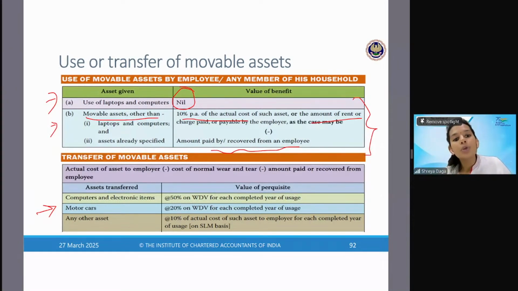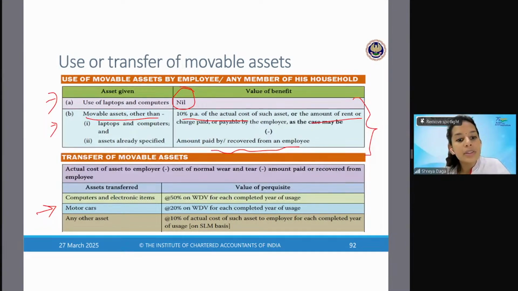Okay, so how do you calculate the value? If it is a depreciated asset which has been given to you, then obviously you should factor the depreciation when you are calculating the value. So the prescribed method of calculating the perquisite on transfer of movable asset is like this.